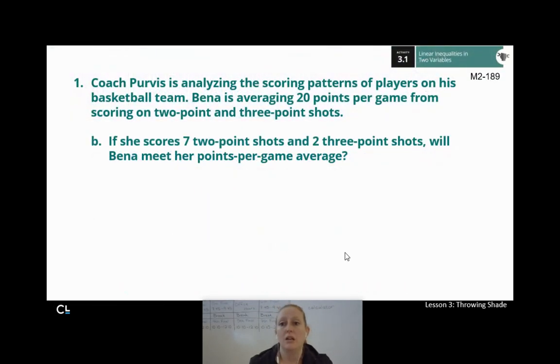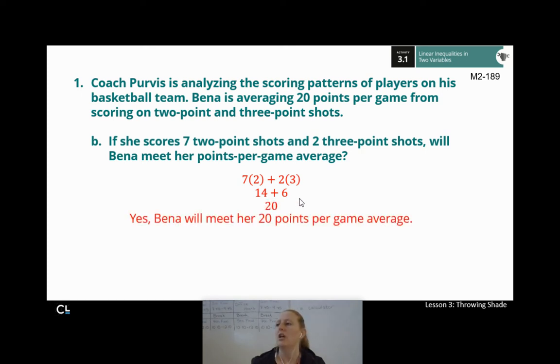So part B, if she scores 7 2-point shots and 2 3-point shots, will Benna meet her points per game average? Hit pause, do the math, and hit play to check your work. All right, 7 2-point shots, so 7 times 2, 2 3-point shots, so 2 times 3. 7 times 2 is 14, 2 times 3 is 6. If we add those together, yeah, she'll hit her average. 20 points. So in this situation, Benna will meet her 20 points per game average.